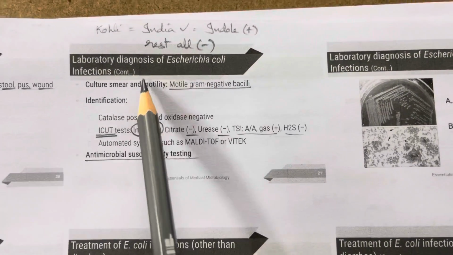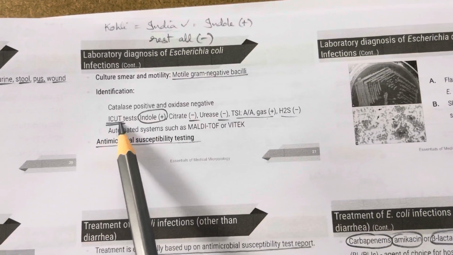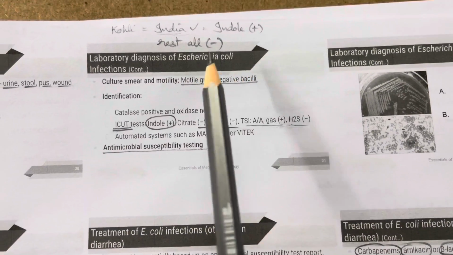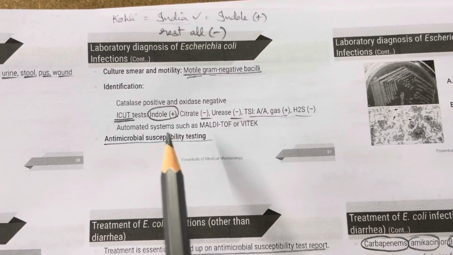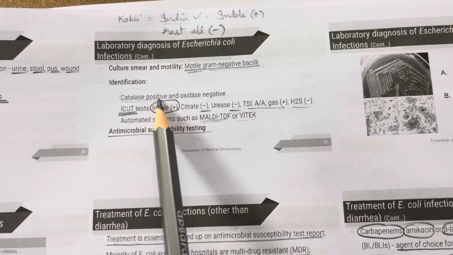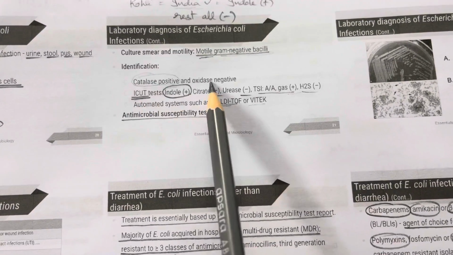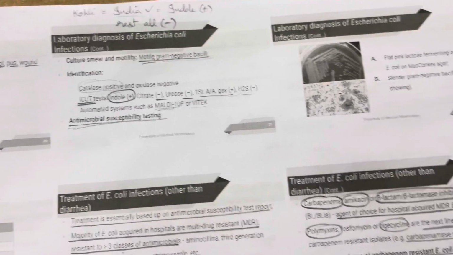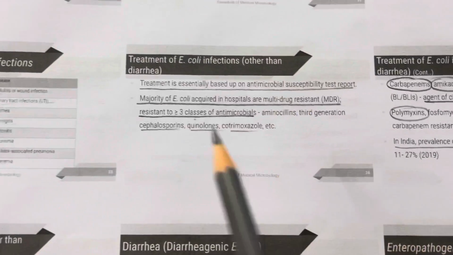So basically Virat Kohli is Indian, right? So India, Indole is positive, IMViC tests, the rest all are negative. In the culture smear and motility, you can see motile, gram negative bacilli. Automated systems such as MALDI-TOF or Vitek can be used, and obviously Virat Kohli likes girls, so she. Girls like cats, so catalase positive, oxidase negative, and antimicrobial susceptibility testing can also be done.